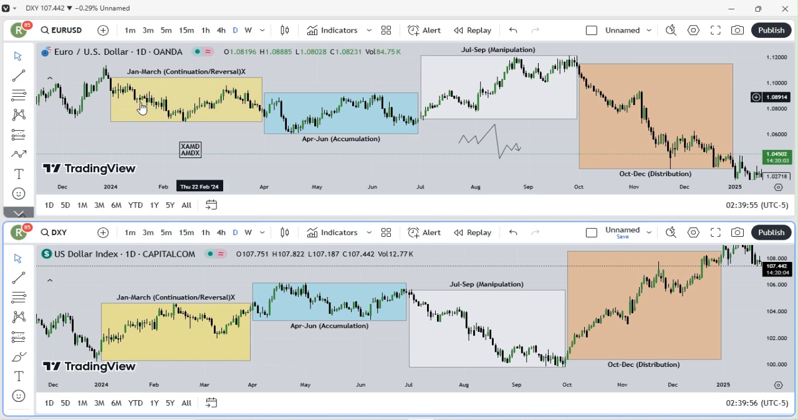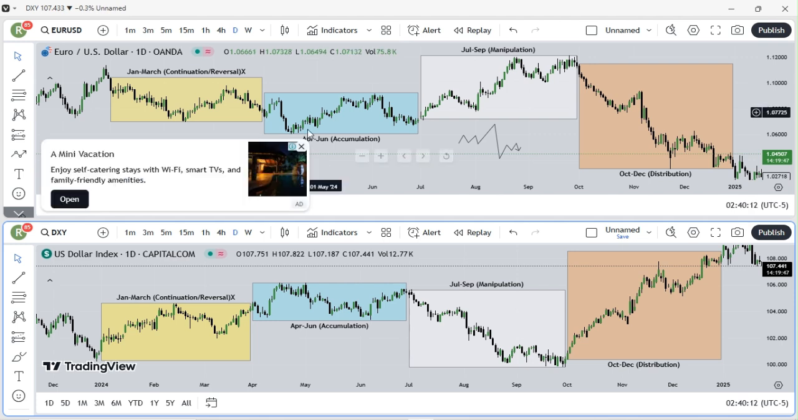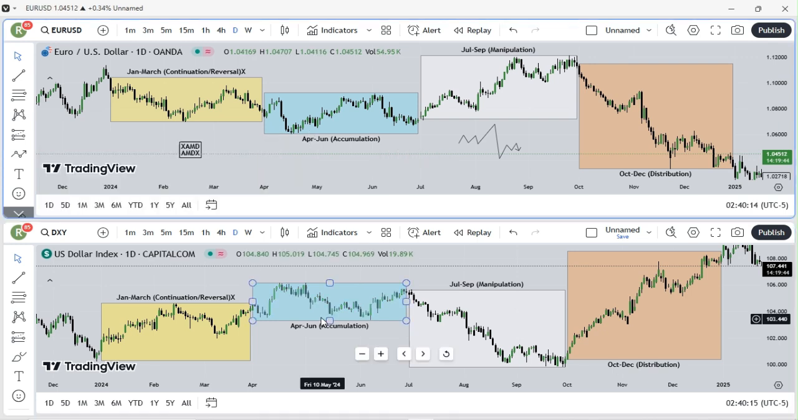So I'm going to start by explaining from January. The time frame I'm using is from last year. And at the same time, I'm going to show you the correlation between Euro USD and DXY, where Euro USD is the one above here, and DXY is the one below here. So everything that you trade against the dollar, the price is going to be opposite from how the dollar is moving.